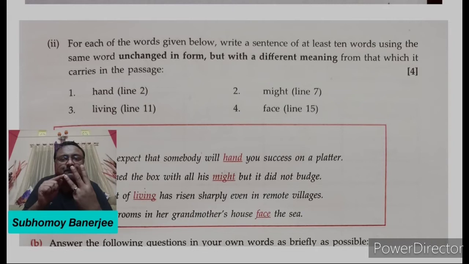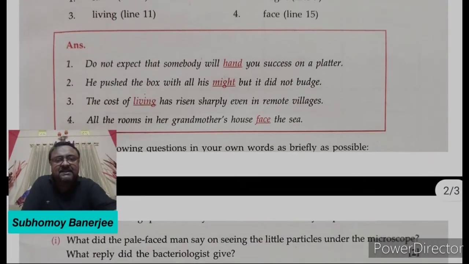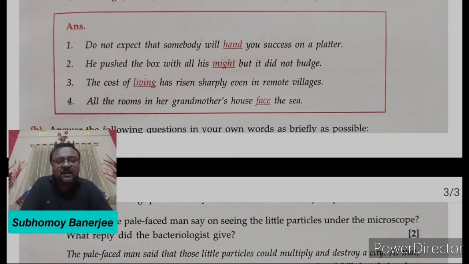First of all, 10 words minimum in each sentence. Second, don't change the form of this word or these words. They should remain exactly the same when you use them in your sentence. And third, meaning should be different, not the ones which are used in the passage. If you can fulfill these 3 criteria, then you can score full marks. Now see, they have done it for you. Inside this box, the answers are given. Inside the red box, see.